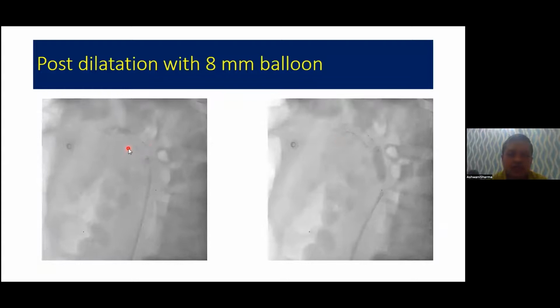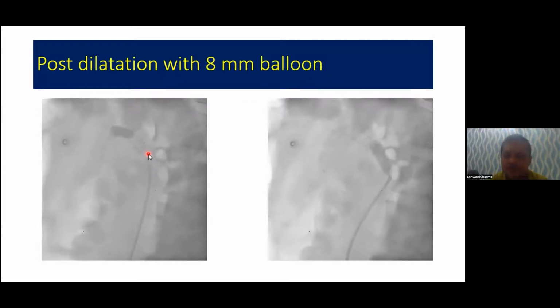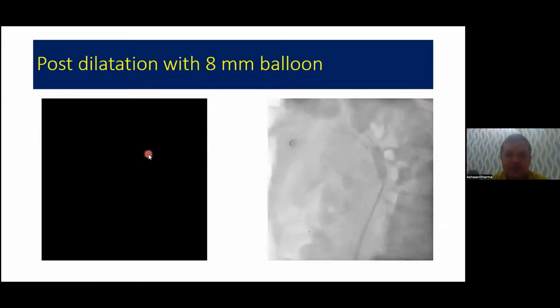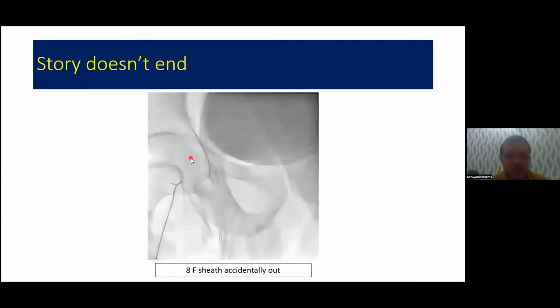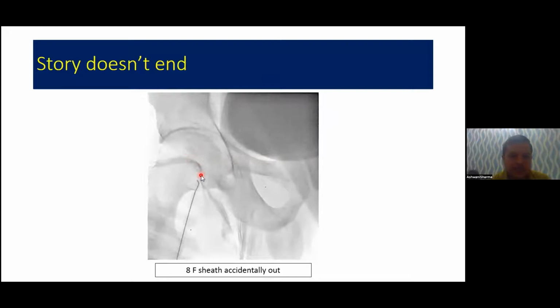Okay, madam. The shaft of the balloon got broken while we were taking it back. So we had to pull everything out en masse, I mean the balloon and the wire. And our whole focus was on the balloon. So accidentally the sheath also came out on the table, and then later in situ, we had to give compression for around 2 hours to achieve hemostasis.